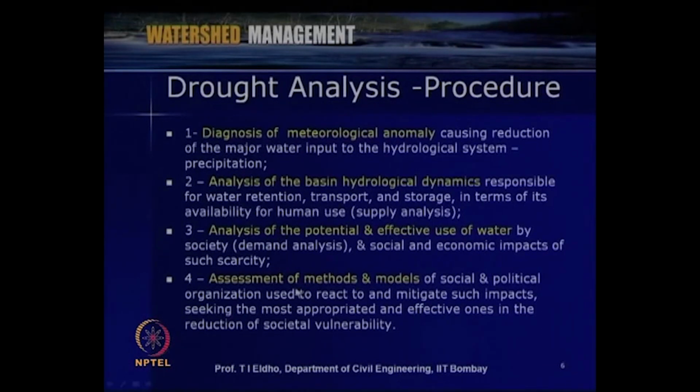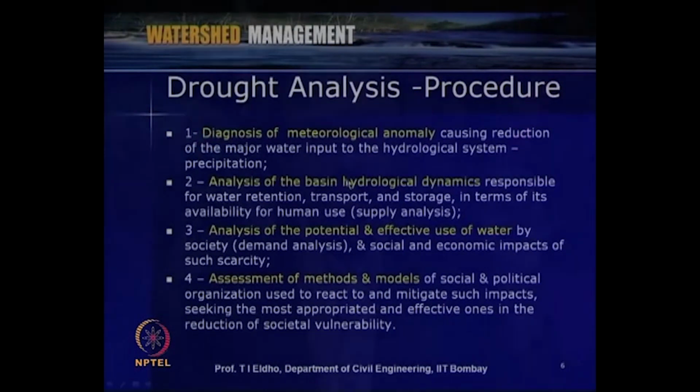And step number 4 is assessment of methods and models of social and political organization used to react to and mitigate such impacts, seeking the most appropriate and effective ones in the reduction of societal vulnerability.